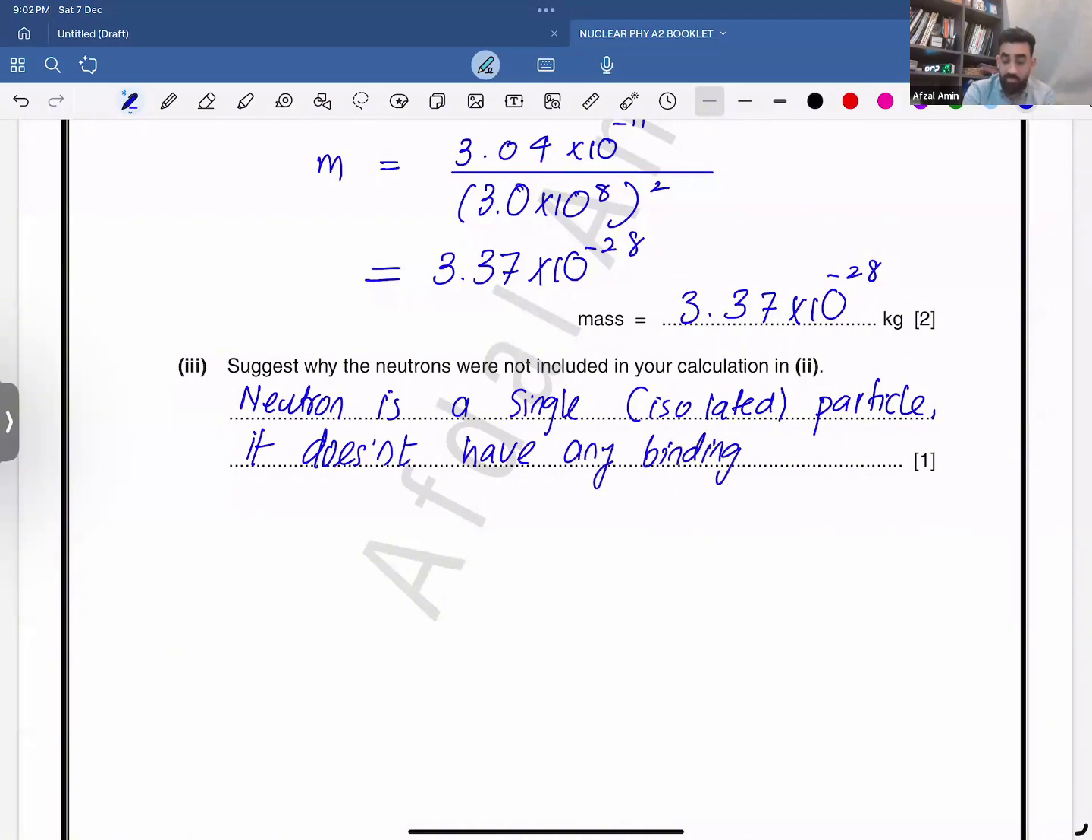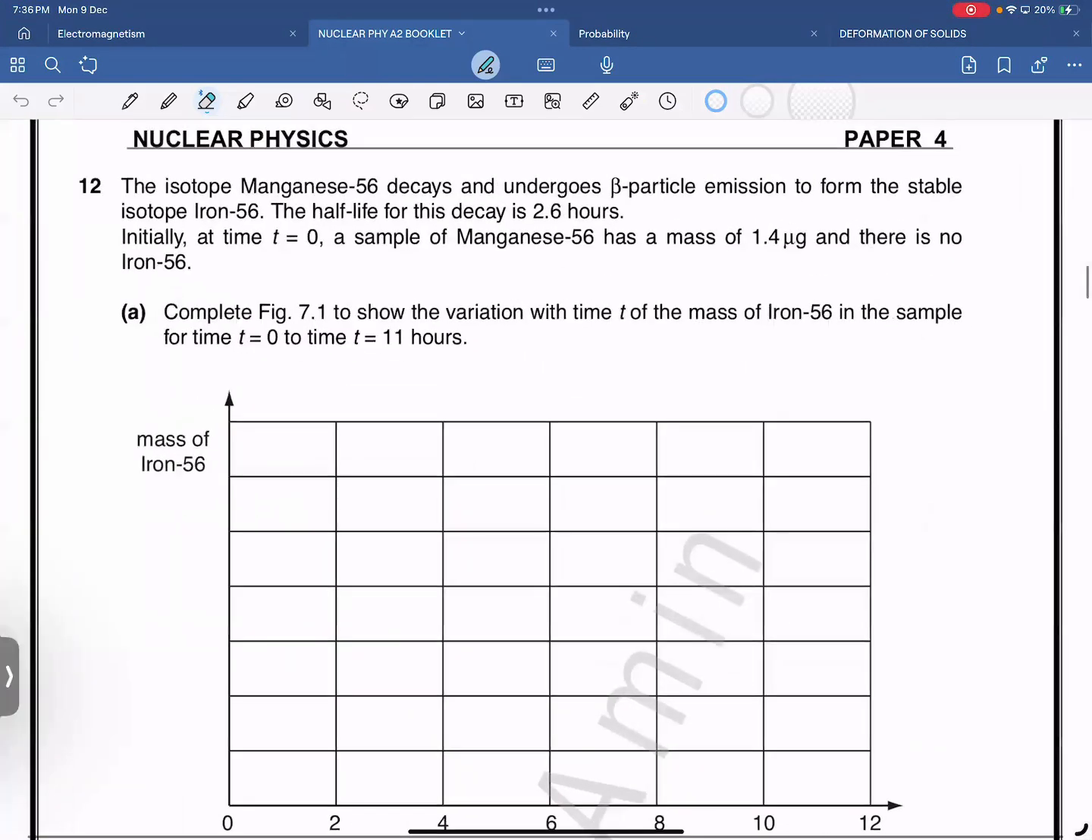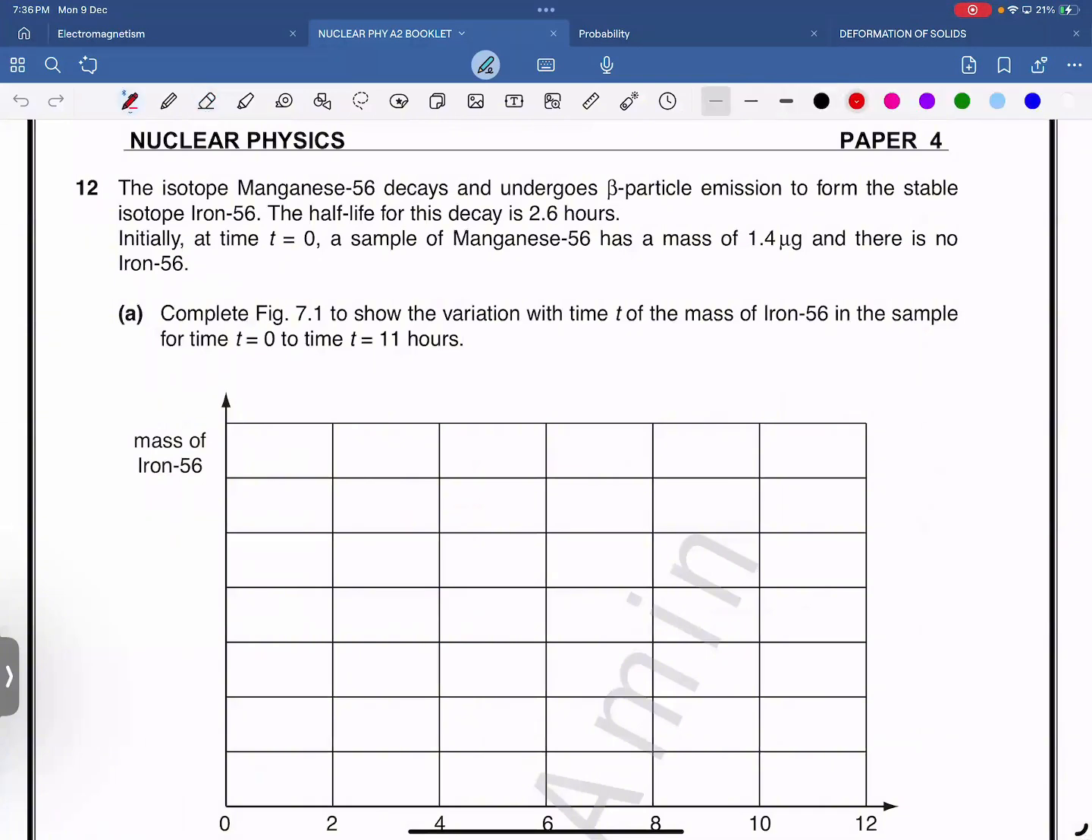My dear students, binding energy is for a nucleus. Alpha has binding energy. Question number 12, my dear students. An isotope of manganese-56 decays and undergoes beta particle emission to form the stable iron-56.